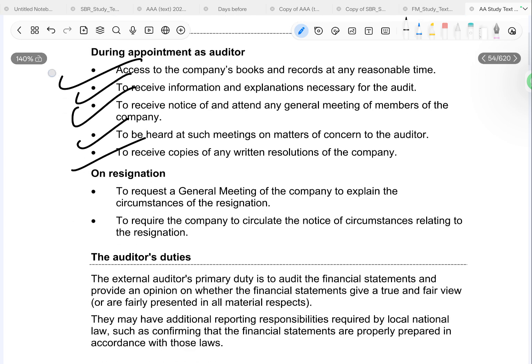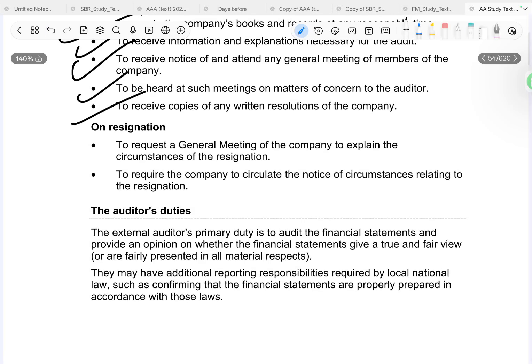Okay, now let's look at the auditor's rights when they resign. Even after resigning, auditors still have certain protections. For example, they can request that the company holds a general meeting. At that meeting, the auditor can explain the circumstances surrounding their resignation. This helps ensure that shareholders hear the auditor's perspective, especially if there were disagreements with the management. And the auditor can also require the company to circulate the statement of circumstances relating to their resignation. Again, the goal here is transparency and accountability.